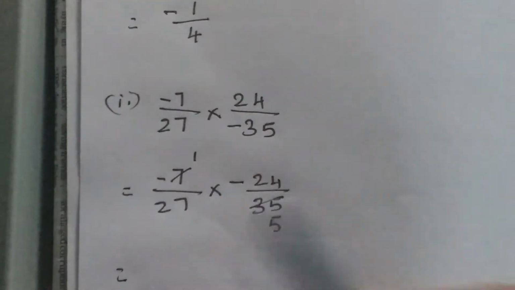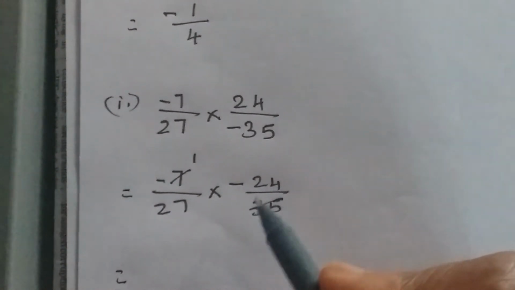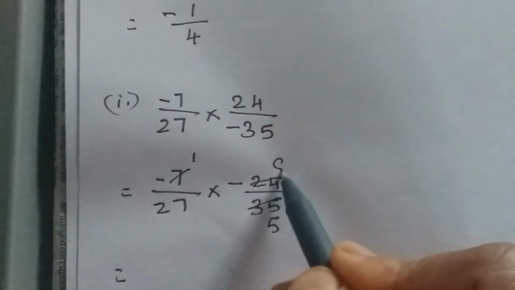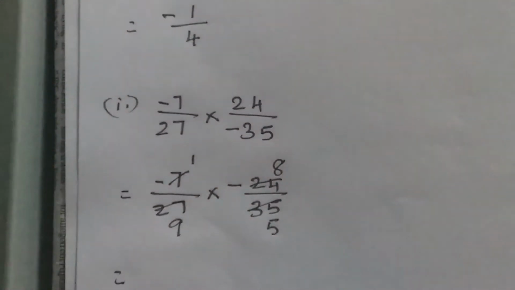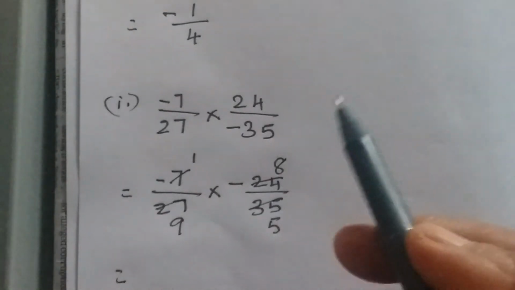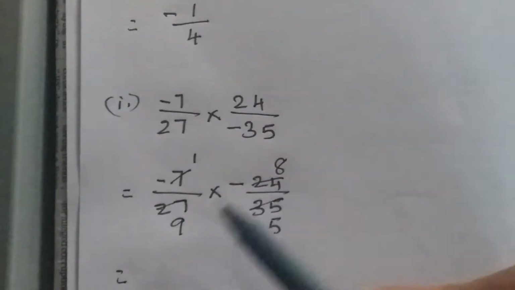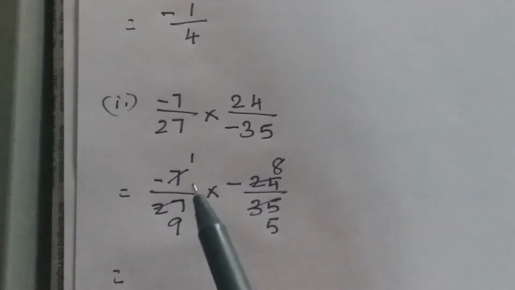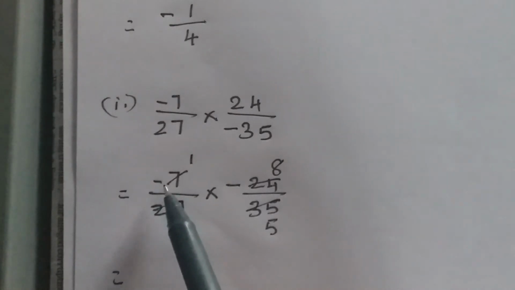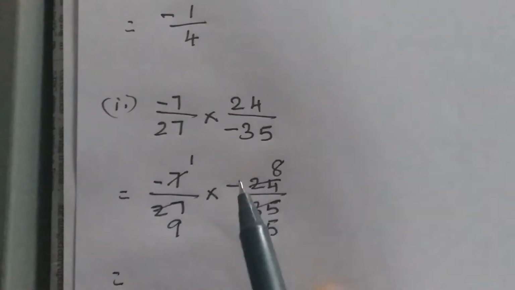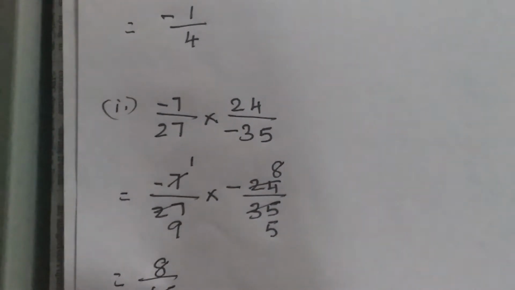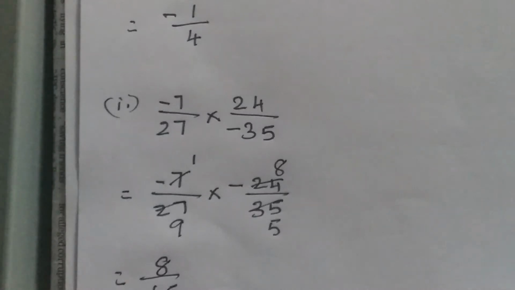Next, this way, 24 and 27, both, which table they come? Yes, you are right, children. It is 3 tables. 3 8s are 24, 3 9s are 27. Okay, anything else? Now 8 and 5, no common factor. 8 and 9, no common factor. So what is the next step? Just multiply both the numerators, multiply both the denominators. Before that, multiply the signs. Yes, minus into minus. Signs are same. It is plus. 8 ones are 8, 9 fives are 45. So it is 8 by 45.